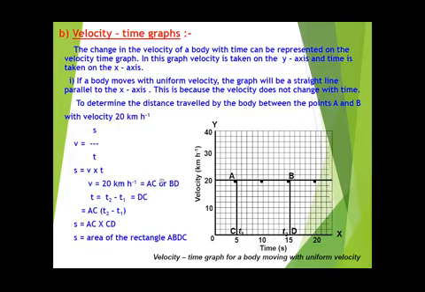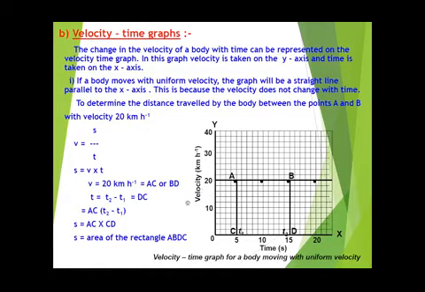Velocity is given over here, that is 20 kilometers per hour. And this 20 kilometer per hour in this graph can be represented by the distance AC, or it can be represented by this distance BD. Now the time taken to cover this distance, that is to move from point A to point B, comes out to be T2 minus T1. And this distance is represented by DC in this graph.